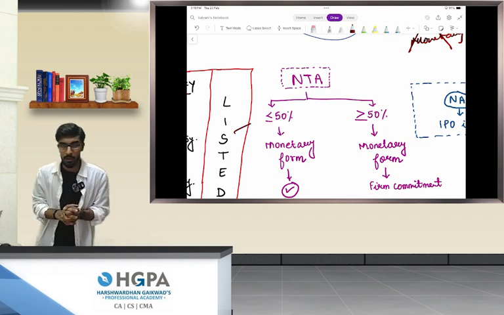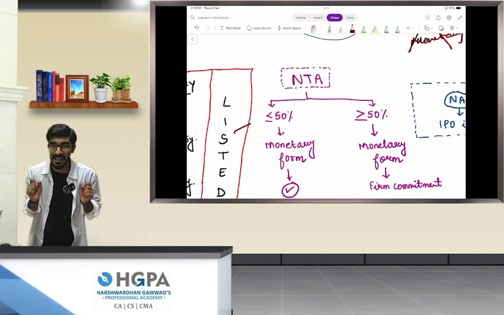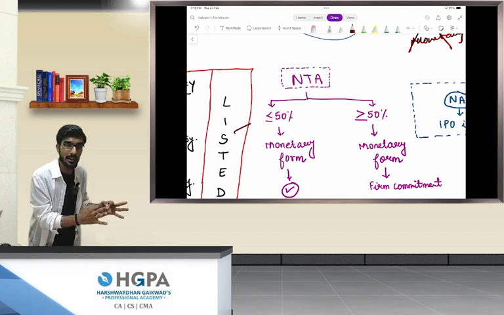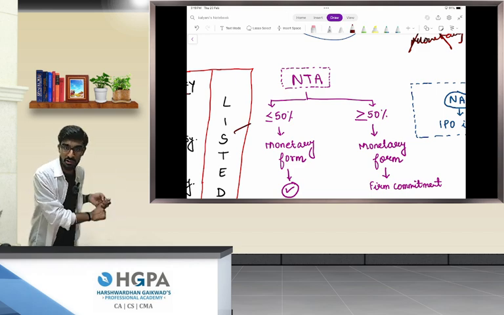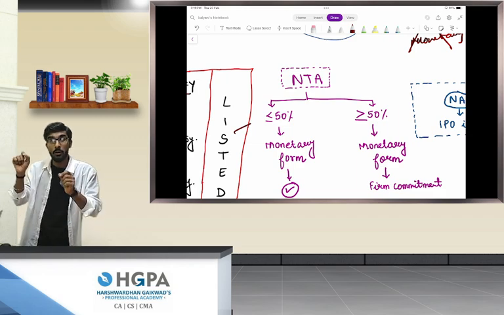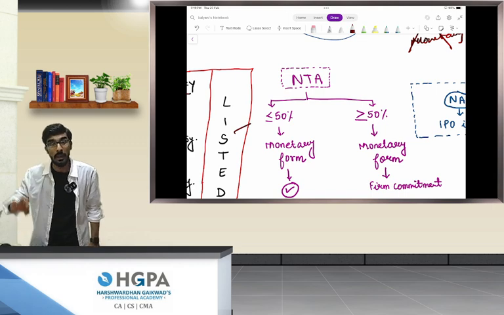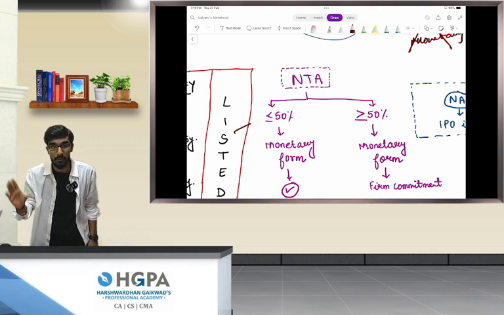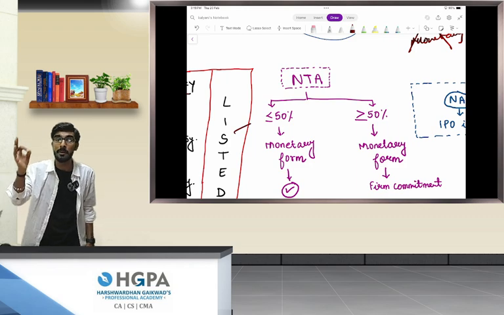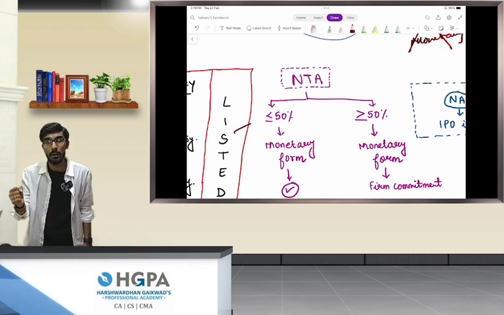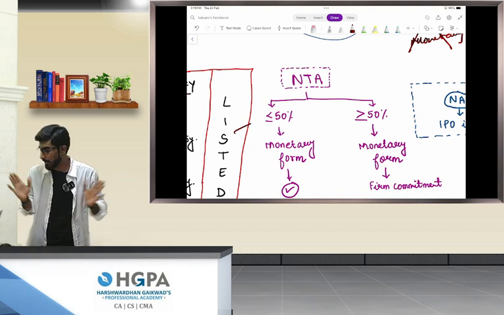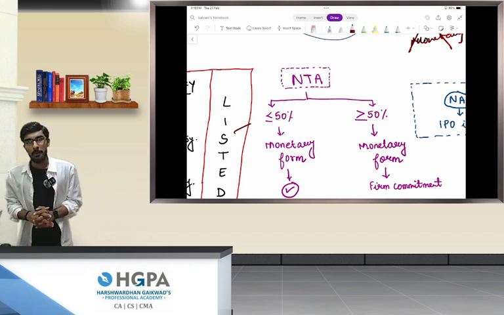Clear? First condition is net tangible assets should be at least 3 crores in the preceding 3 financial years. Among those, not more than 50% should be held in monetary form. If more than 50% is held in monetary form, it has to give a document. It has to submit an undertaking as to how they are going to utilize the excess money. Clear? Now people, tell me one thing.